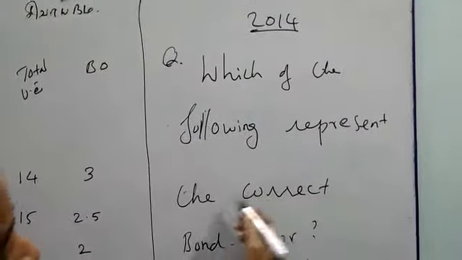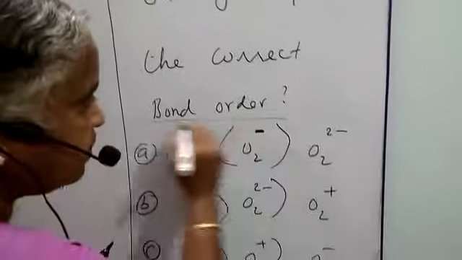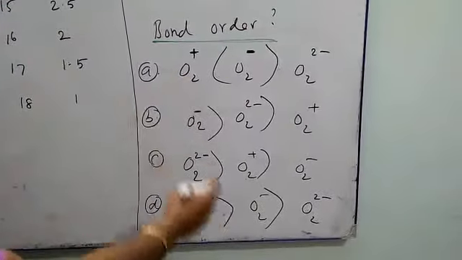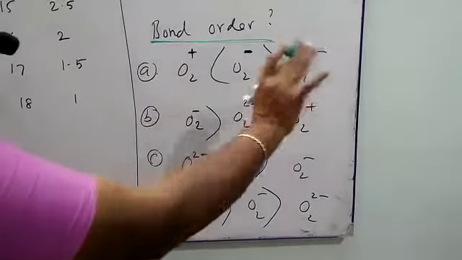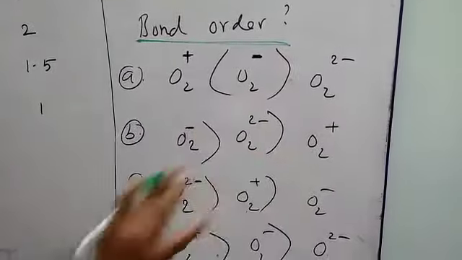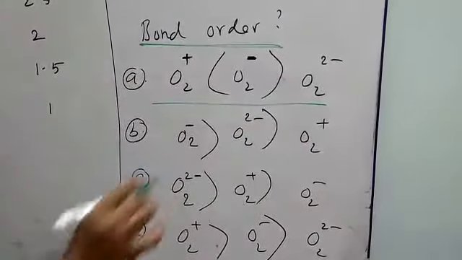Which of the following represents the correct bond order? They are asking bond order, a very sweet, interesting and expected question. You are given different species of only oxygen, and they give the bond order as increasing or decreasing. For each question you have only these 3 species.